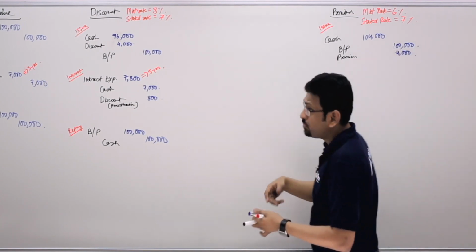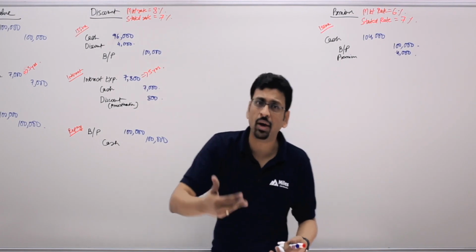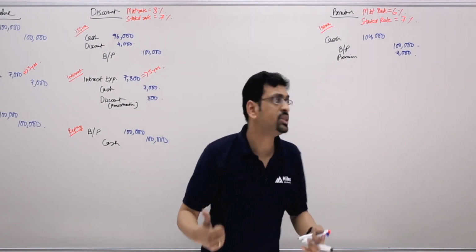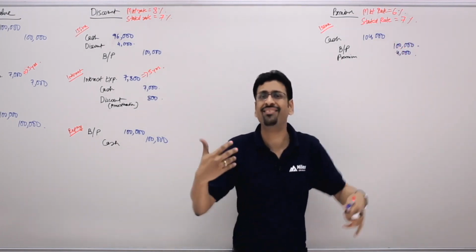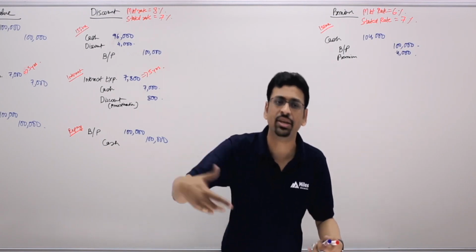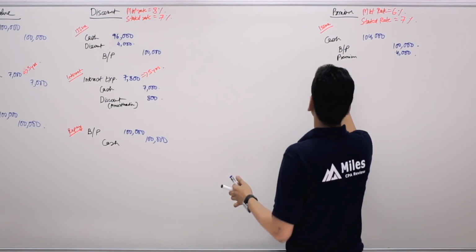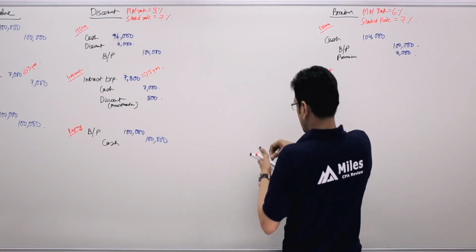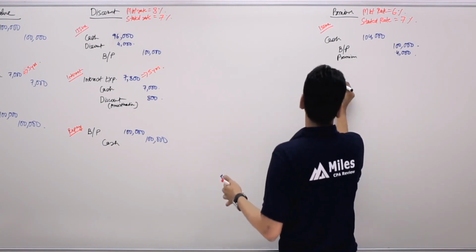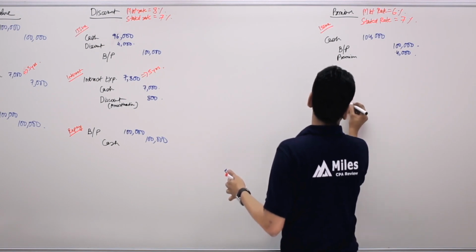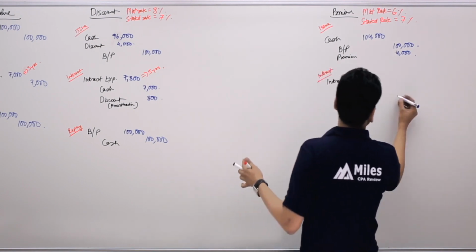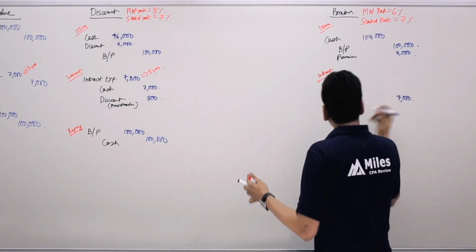Now every year, how much interest are we going to pay out? We're going to pay out 7% of the face value, $100,000, so $7,000 interest every year. So the interest amount that we have every year, cash goes out $7,000.